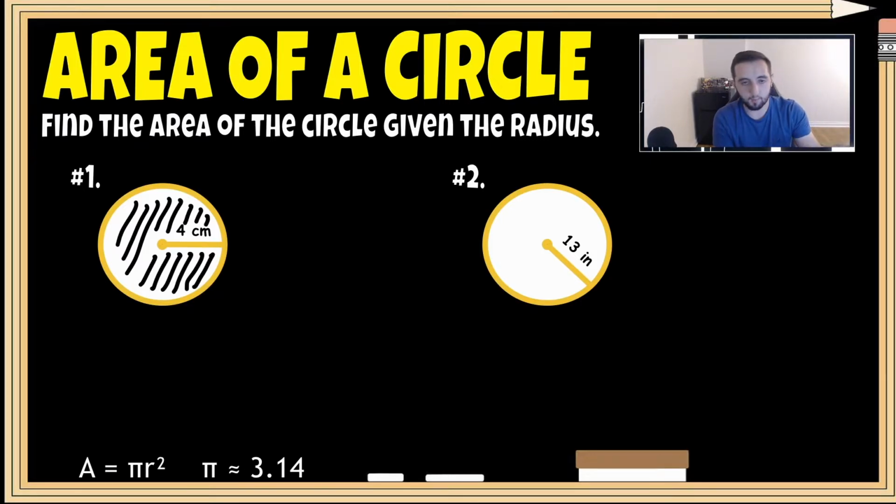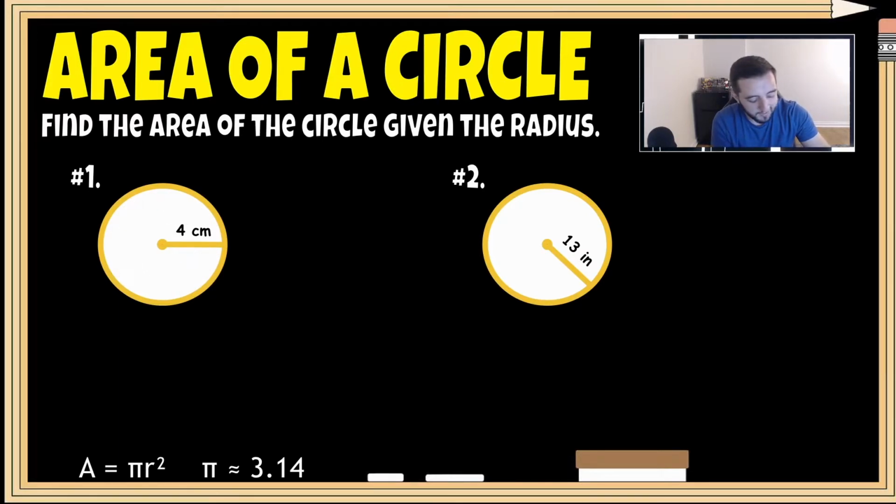We do that by utilizing the area of a circle formula, which is area equals pi times the radius squared, which I have jotted down in the bottom left-hand corner for you, just in case you forget it at any point throughout this video. It'll be there in the bottom left the entire time. And that's the formula we have to utilize.